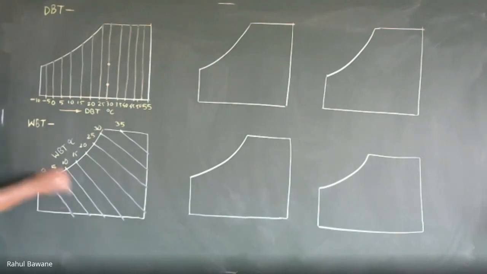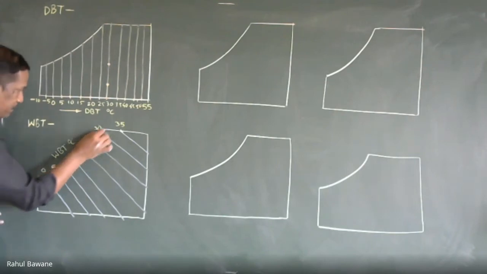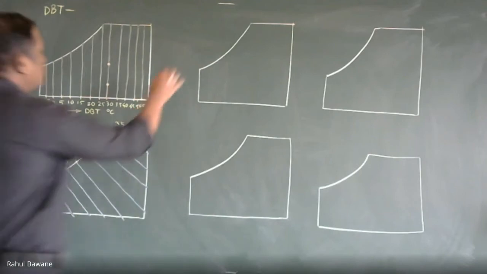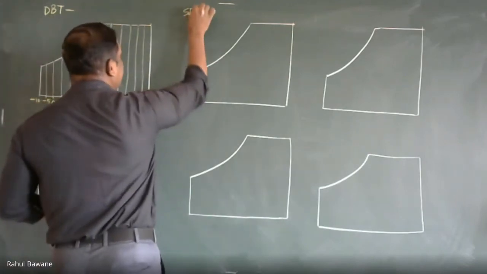These all inclined lines representing wet bulb temperature. This curve represents the saturation curve. Let's move ahead. That is humidity ratio or specific humidity.